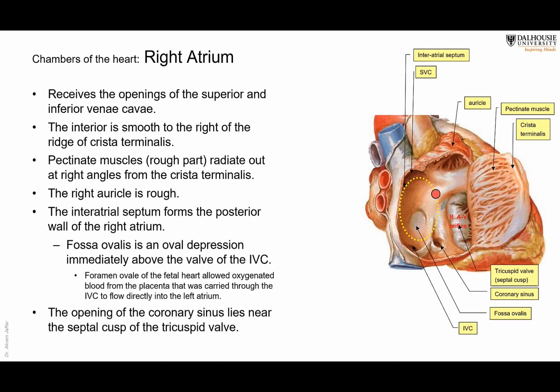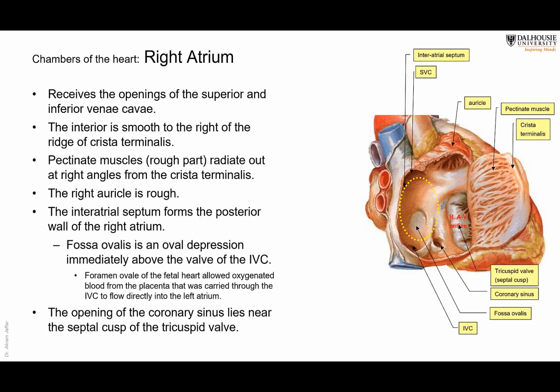You can see that most of it is smooth. The posterior wall is, in fact, the wall between the 2 atria. Remember that the left side of the heart is located posteriorly, so behind this wall lies the left atrium. This is what we call the interatrial septum. And you can see here that there is an oval depression, which is called the fossa ovalis. It's like a thumbprint-size depression.